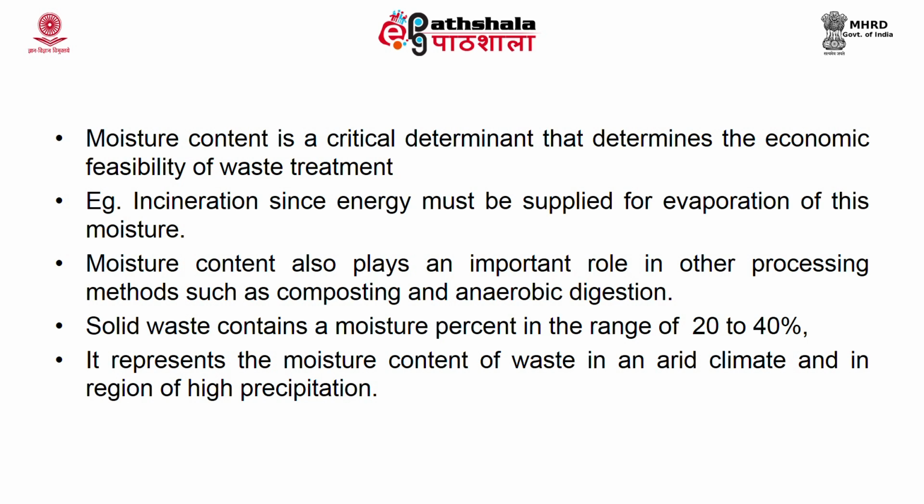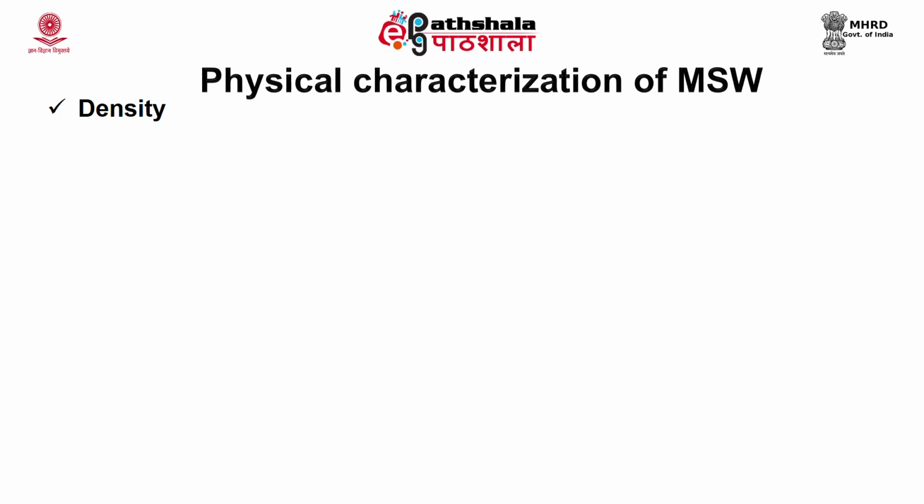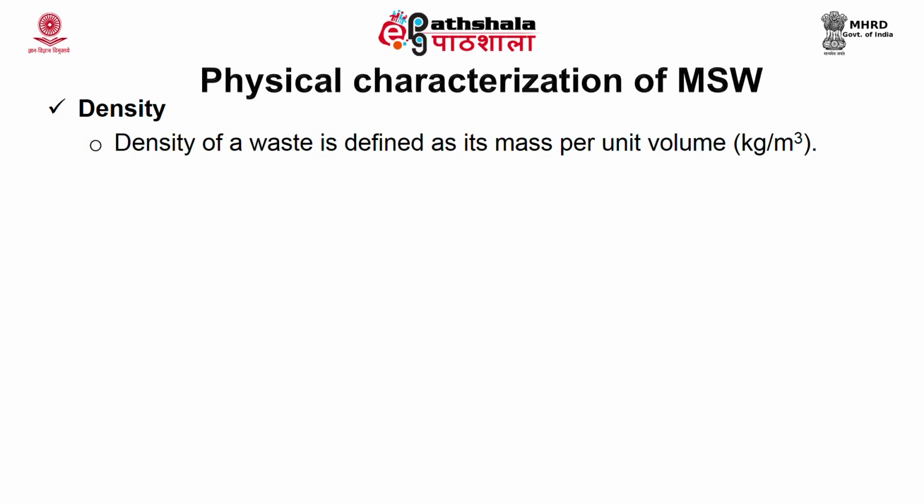That can be arid or in a region where there is high precipitation. The next physical characteristic of waste which we will be discussing is density. Now, density of a waste is defined as mass per unit volume. It is expressed in kilogram per meter cube.